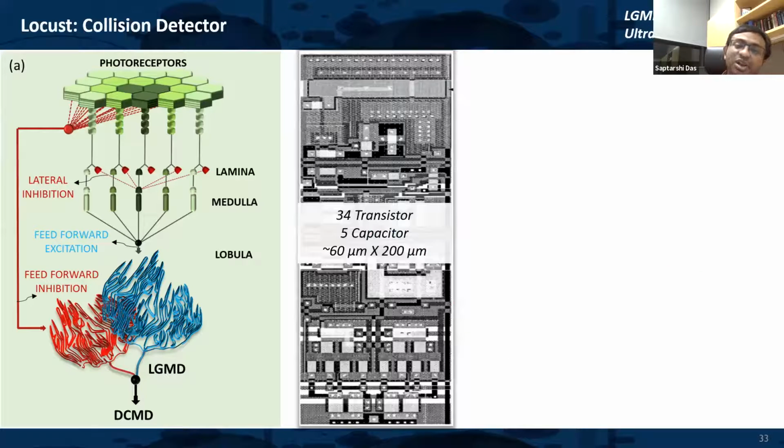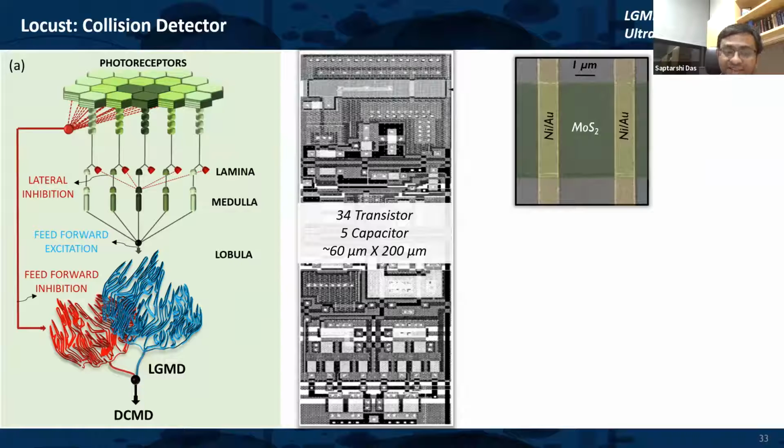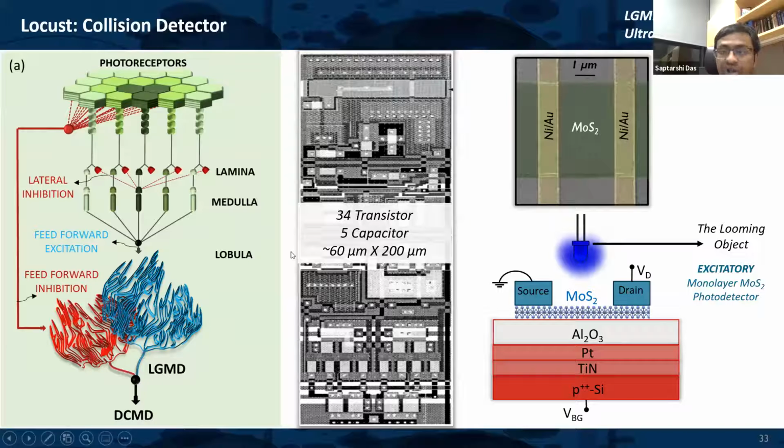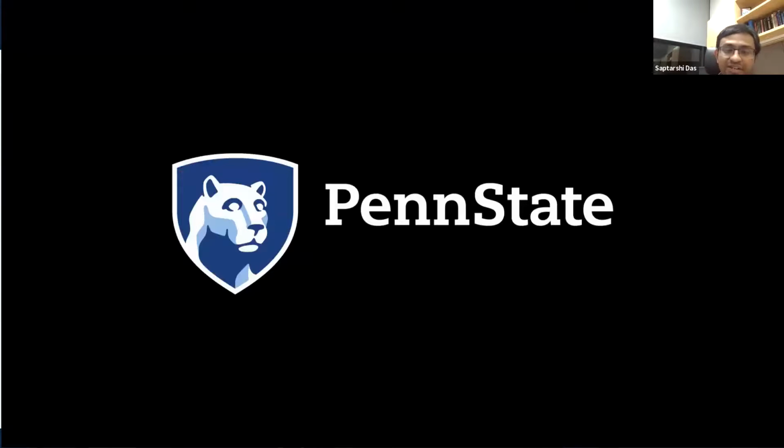Now earlier there has been a lot of mimicry of the entire neural network of the locust eye, and it uses like 34 transistors, 5 capacitors, a lot of vision sensors. So the system is very bulky and not really energy efficient. What we have done is we have used a single device, a single MoS2 based optoelectronic device in order to mimic the LGMD neuron. And the way we have done it is we have used the optoelectronic property of the MoS2 to create an excitatory response in the device. And at the same time, we have used the programming capability to create an inhibitory response. So let me show you how we have actually done this experiment.